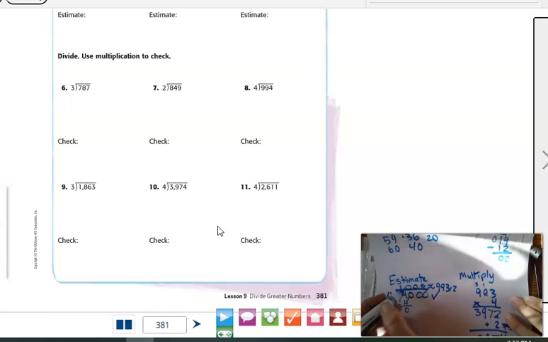I believe the book is asking for your estimation, and that's a good thing to practice because for some reason estimating is a real struggle for most 4th grade students. So that's a good thing to practice. Let's look at the word problems before I let you go.